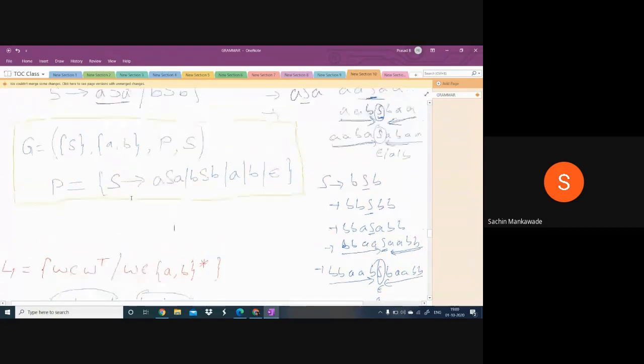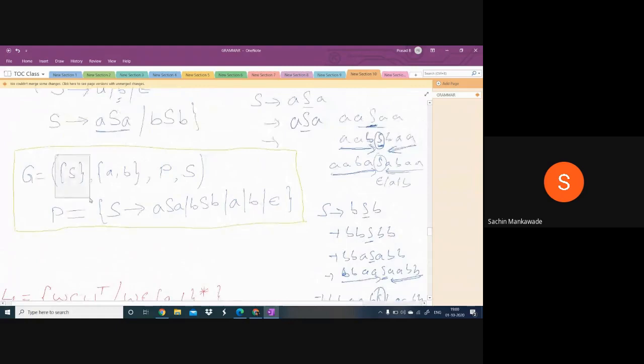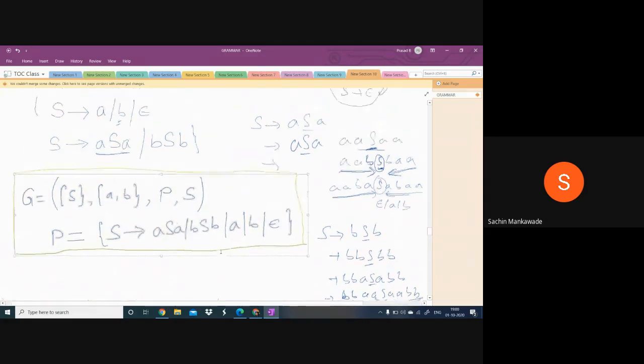And finally the grammar is: S is the only start symbol, S is the only non-terminal we require, and A and B are the terminals, and the productions P. And the productions are ASA, BSB, and A, B, epsilon. So this is the final grammar for these palindromes. Okay, copy this, guys.